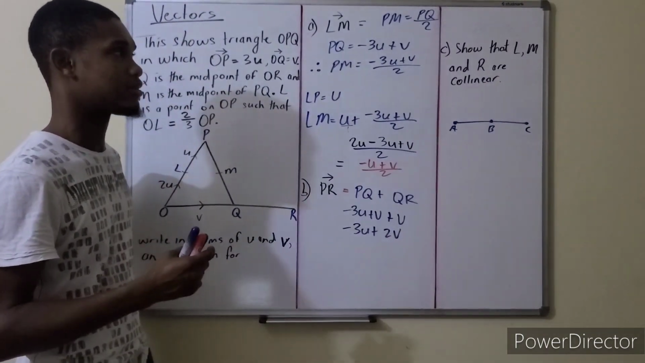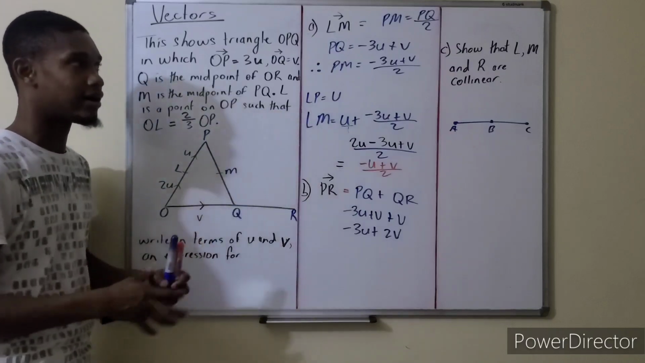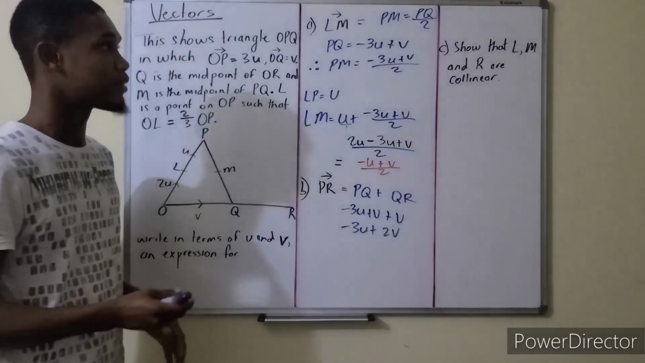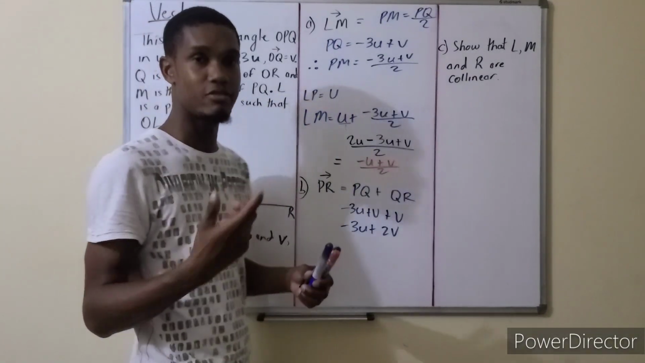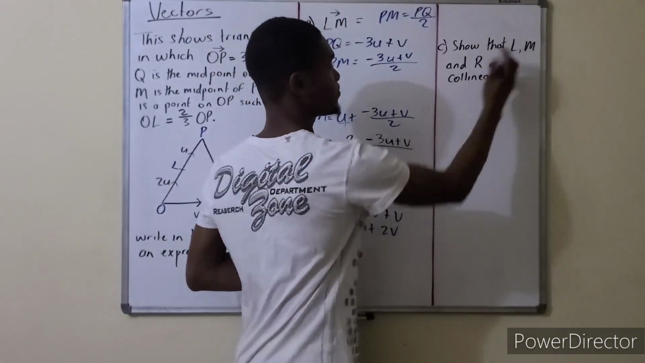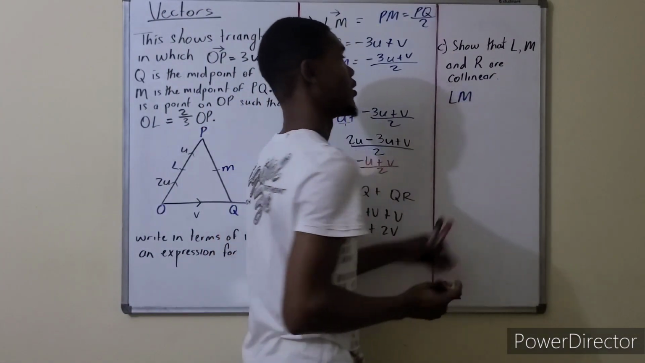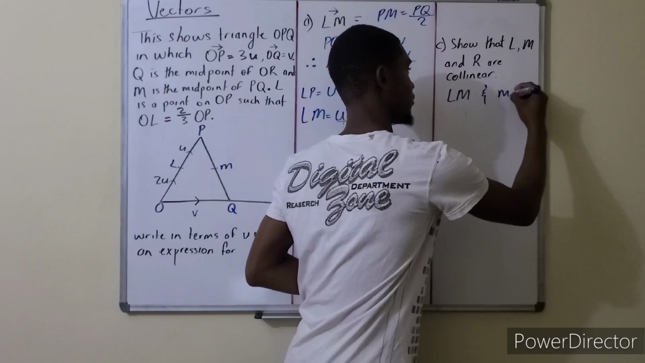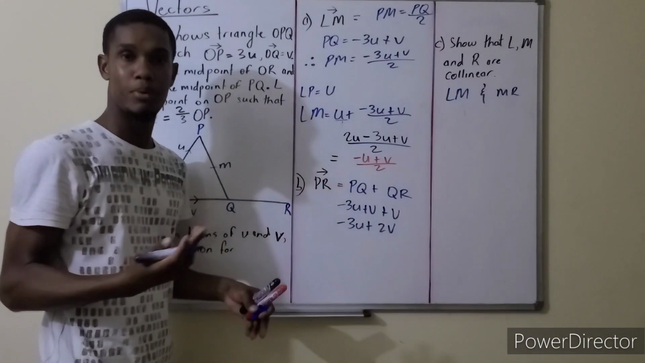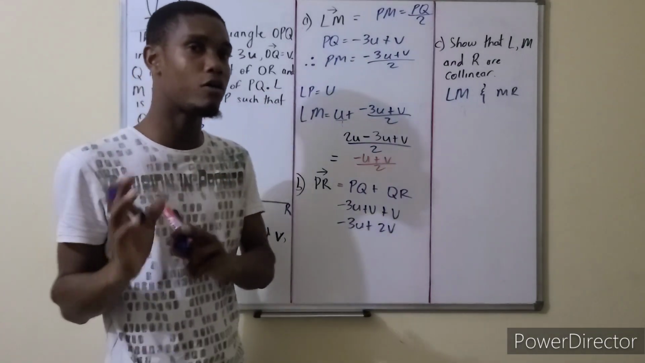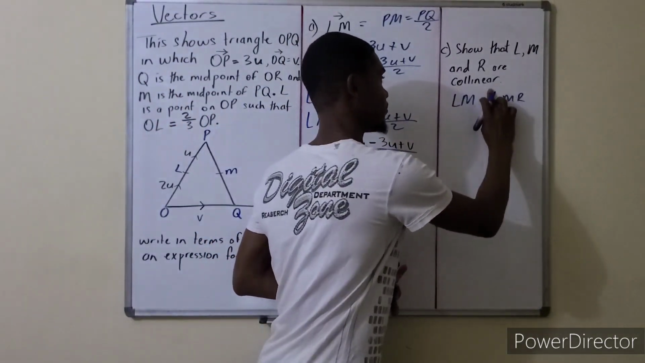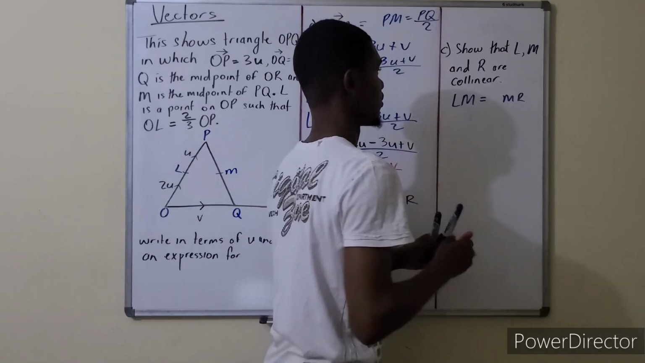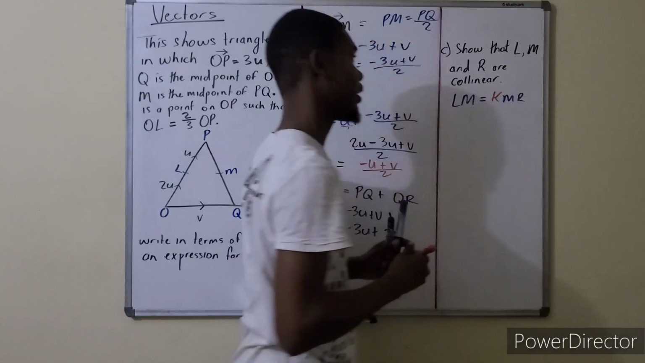Now this question is asking you to show that L, M, and R are collinear. So how do you move from that worded question to proving collinearity? What they're asking you to do is write it as a vector. To say the line LM and the line MR must be multiples of each other. So you can write it in the form of this set: LM is equal to k MR.